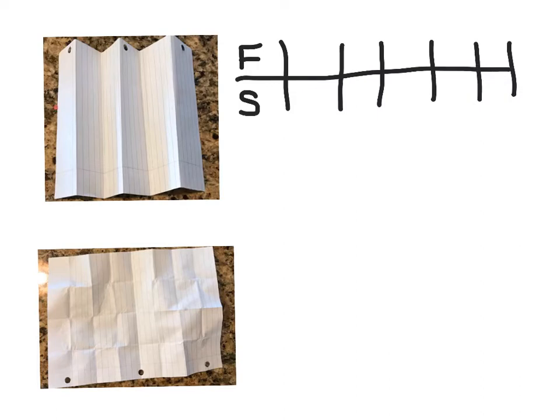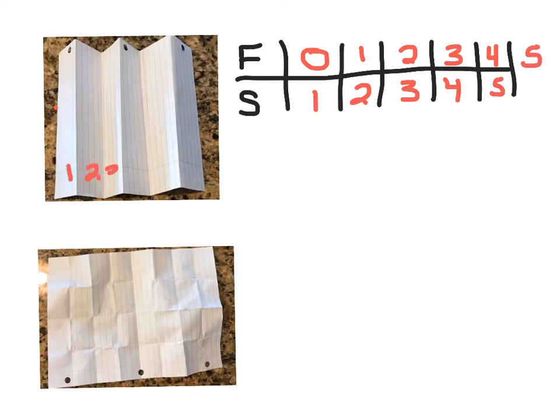So when we first started, there were 0 folds and there was 1 section of paper. After 1 fold, we had 2 sections of paper. After 2 folds, we had 3 sections of paper. After 3 folds, we had 4. After 4 folds, we had 5 sections. And after our 5th fold, we had 1, 2, 3, 4, 5, 6 sections of paper.